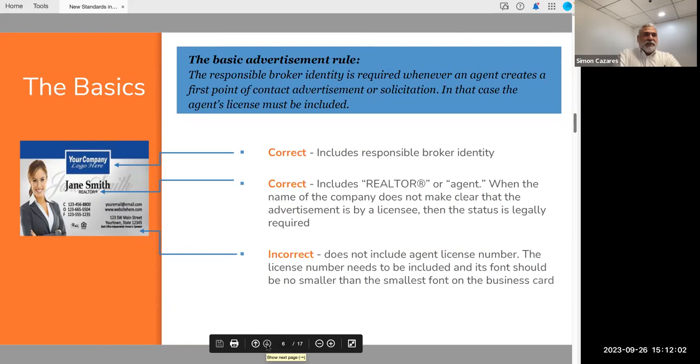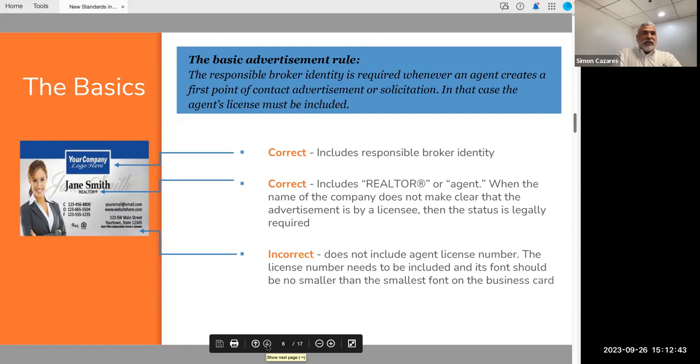Now it shows your company logo type, which is correct, and includes the responsible broker entity. It also says the name, which is correct, and includes realtor or agent. When the name of the company does not make clear that the advertisement is by a licensee, then the status is legally required. What's incorrect is that it does not include an agent license number. The license number needs to be included, and its font should be no smaller than the smallest font on the business card.